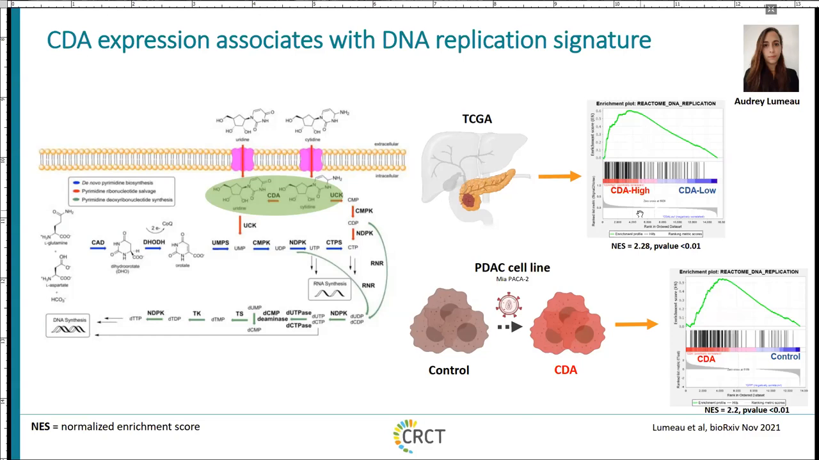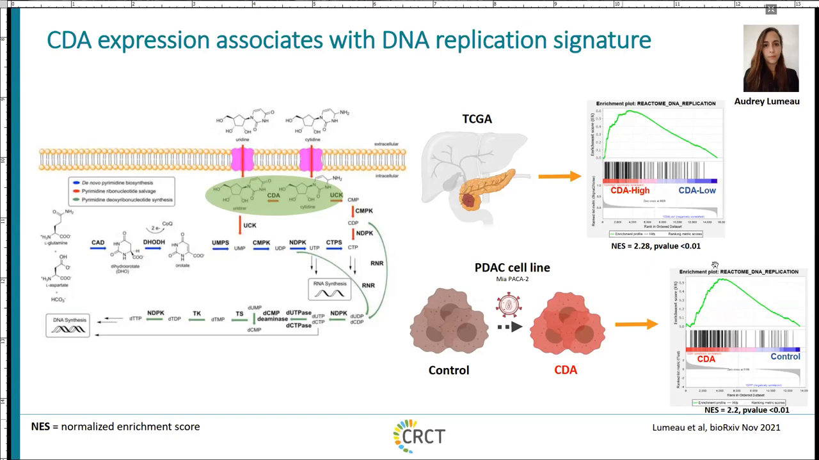And to try to make a functional assay on that, we took pancreatic cancer cells that have relatively low expression of CDA, and then we expressed the proteins on the bottom of the slide with lentiviral vectors, and they were transduced to express CDA. And when we performed RNA-seq, actually with the Novogene company, we were able to mimic the enrichment in the signature of DNA replication we found in the tumors. So it looks like CDA expression by itself can induce a phenotype of highly DNA-replicating cells.